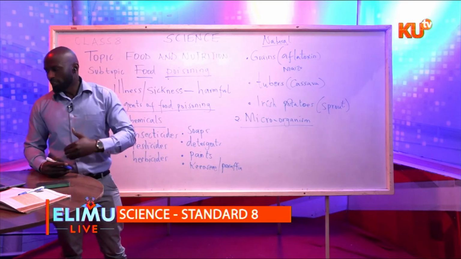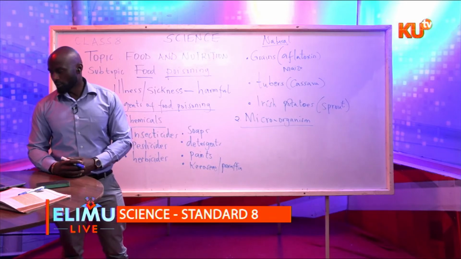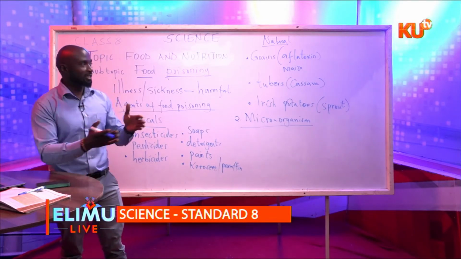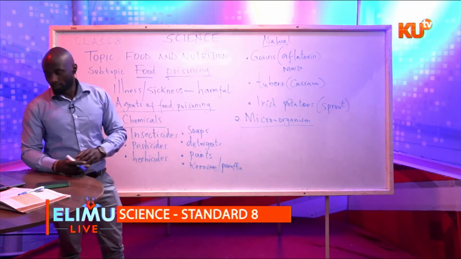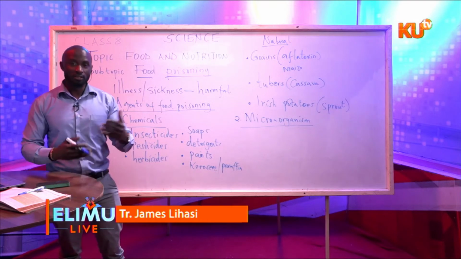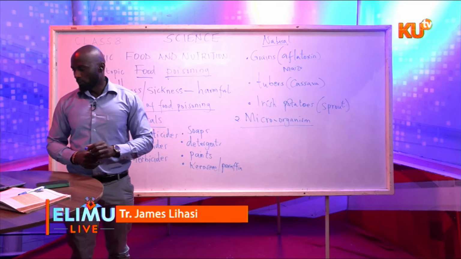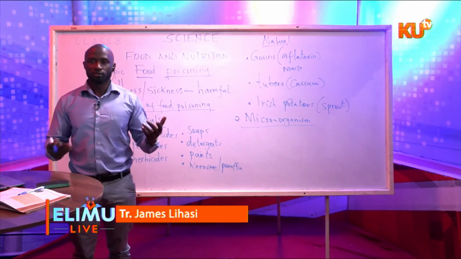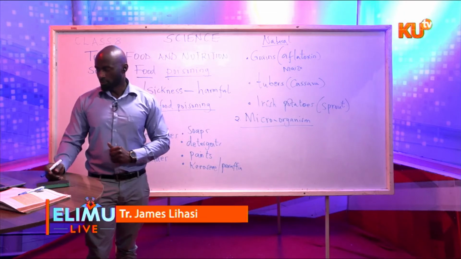So how do they get into the alimentary canal? Definitely through contaminated food that has been exposed to these harmful agents, and if it is consumed. Definitely they have the ability to multiply, and when they multiply, they will produce toxins that will cause abdominal pains.